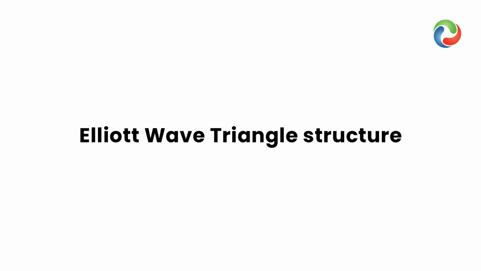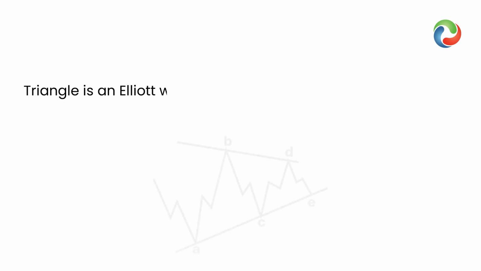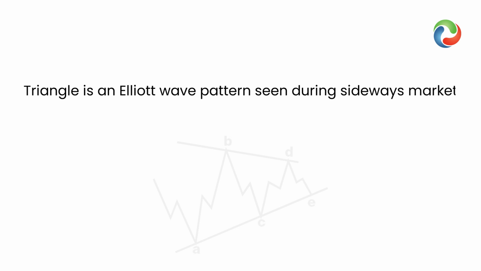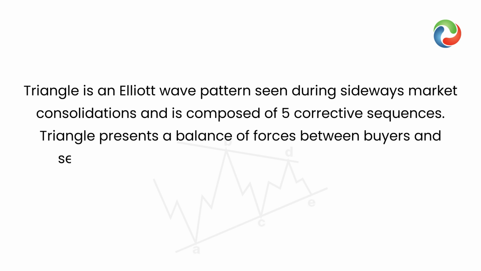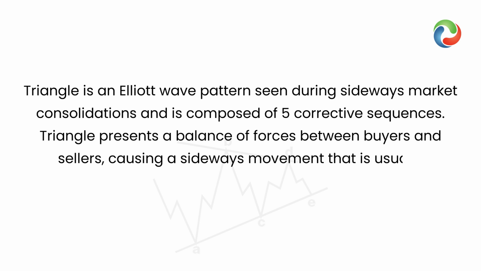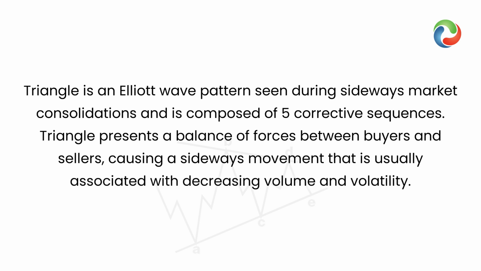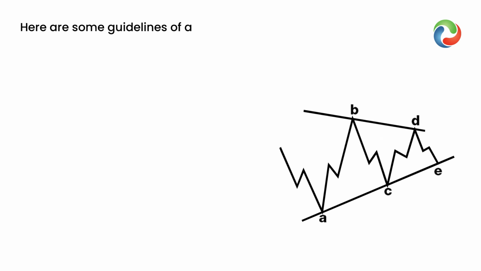Today, we're going to learn about the Elliott Wave triangle structure. Triangle is an Elliott wave pattern seen during sideways market consolidations and is composed of 5 corrective sequences. Triangle presents a balance of forces between buyers and sellers, causing a sideways movement that is usually associated with decreasing volume and volatility. Here are some guidelines of an Elliott wave triangle structure.